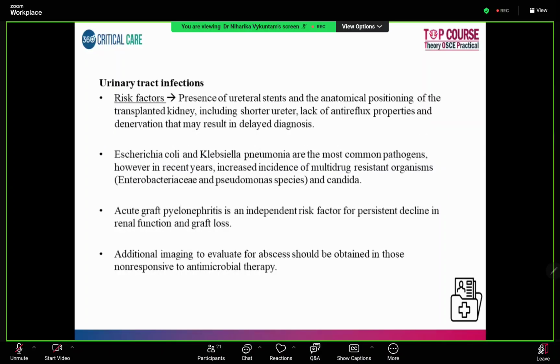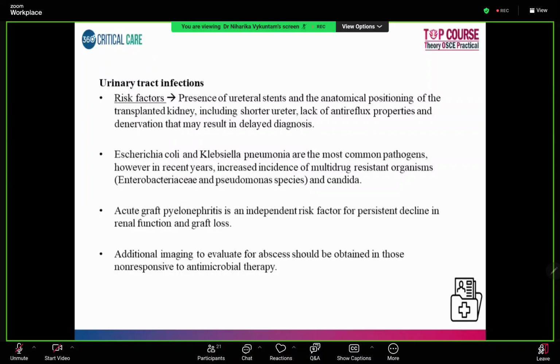Now, coming to the urinary tract infections. So, what are the risk factors for the post transplant recipients? One is because of the presence of ureteral stents. I told before that when you anastomose the ureter to the bladder, they're usually using the stents nowadays. The anatomical positioning of the transplanted kidney is also important, because if there is a shorter ureter, a lack of anti-reflex properties, or any denervation, that may lead to delayed diagnosis.